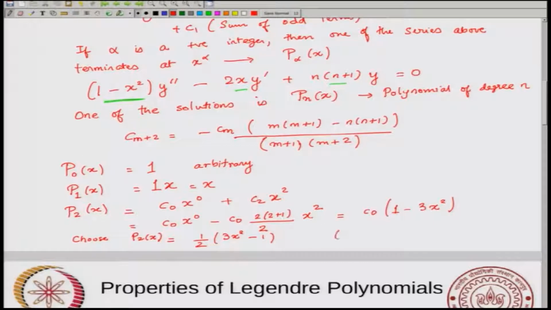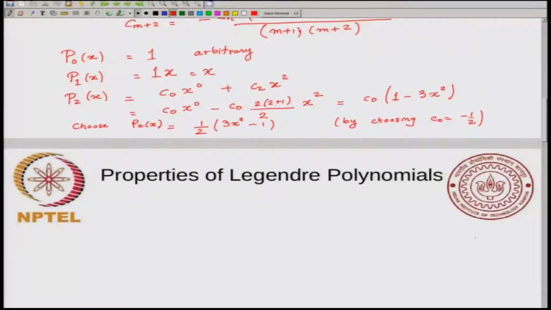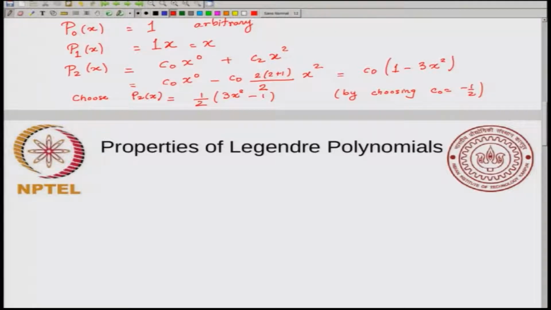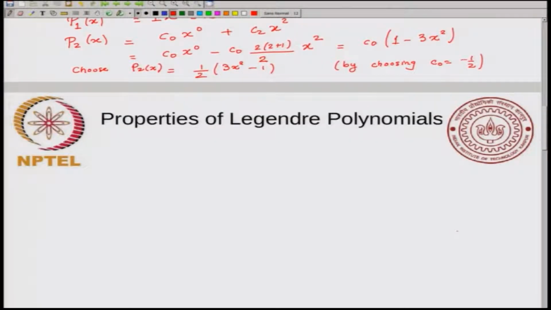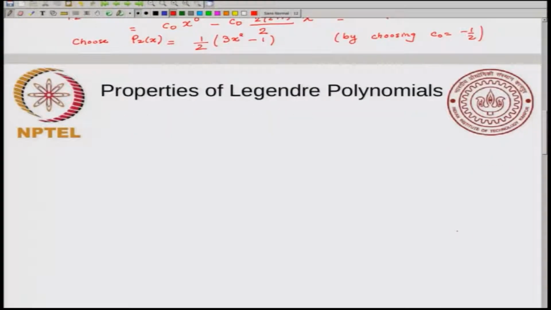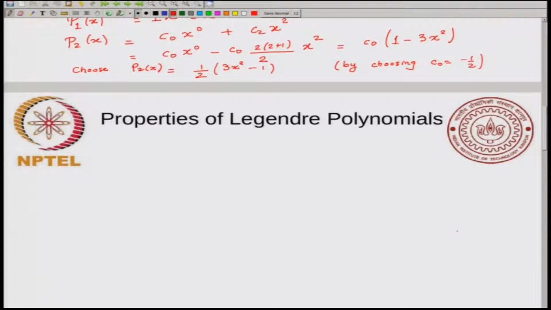I should emphasize that your choice of C0 is completely arbitrary. It has no relation to what you chose for another polynomial and so on. Now, you can go on and write the other polynomials also, but basically there is a certain choice of polynomials. I will come to the general expression.